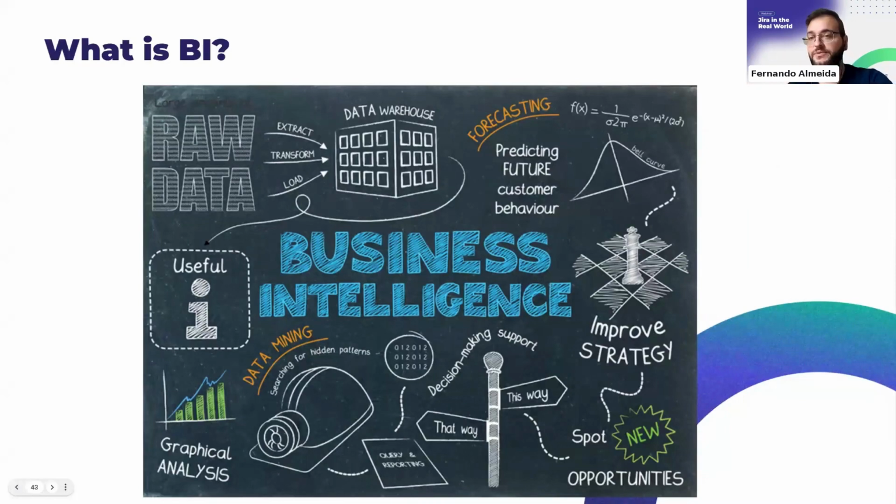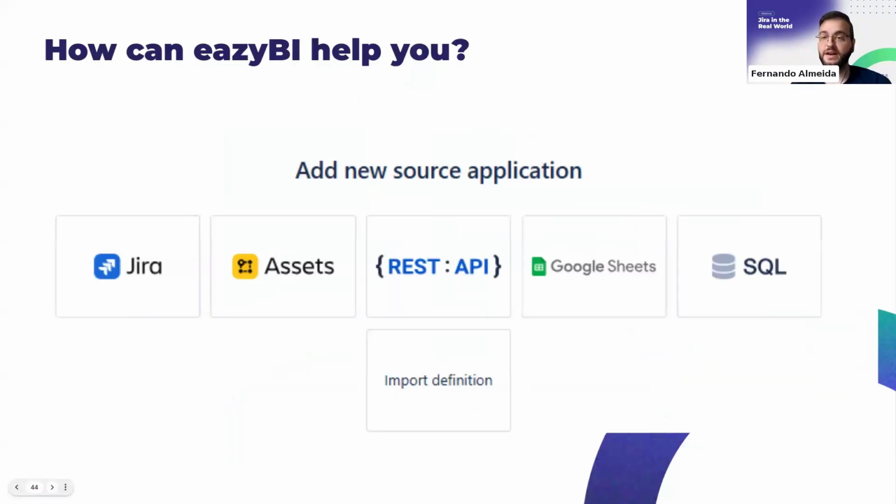BI basically is a way for you to grab everything inside your tool, everything related to Jira tickets or any information, and actually come up with actionable items inside of it. So the idea is for you to grab all the data and produce something useful. And how does EazyBI do it? On the next slide, I'm going to show you all the possibilities that EazyBI has to offer.